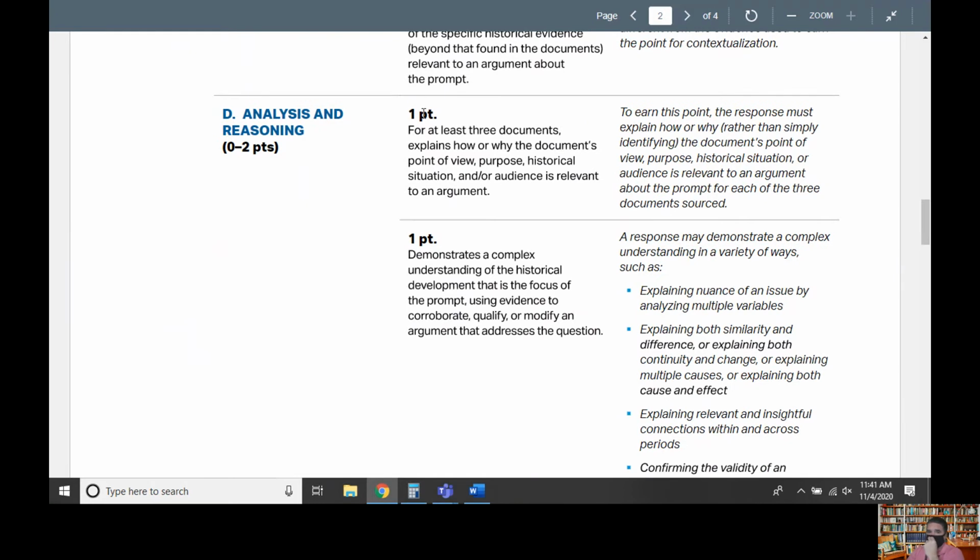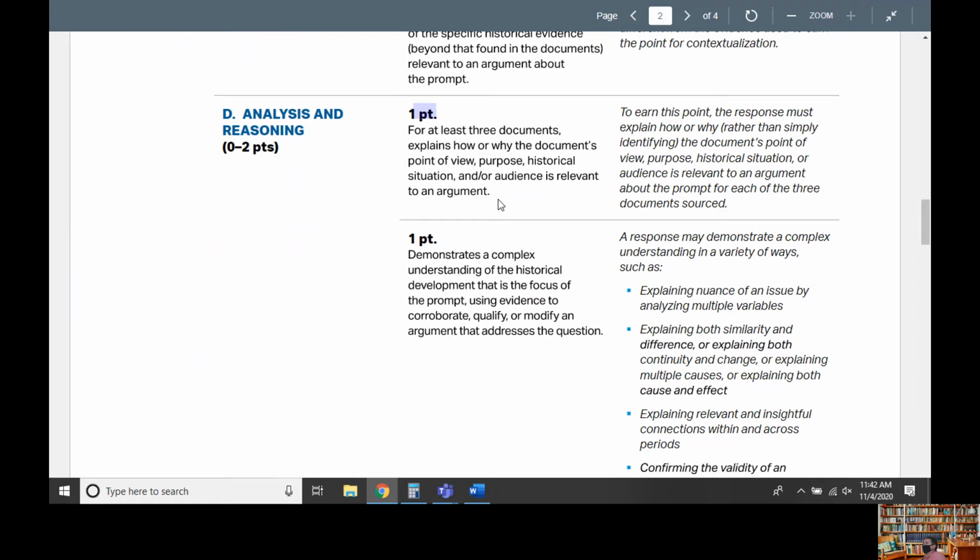Now, this part's weird, and I'll be honest, we haven't done this nearly enough, so if you attempt it, I'll probably give you the point on this first one. For at least 3 documents, explain how or why the document's point of view, purpose, historical situation, or audience is relevant to an argument. Remember when we went over CAP long ago? CAP: context, audience, purpose, point of view. These are things to keep in mind when you're reading a document because they can shape what's presented. An emperor's going to look at things a lot different than a slave.